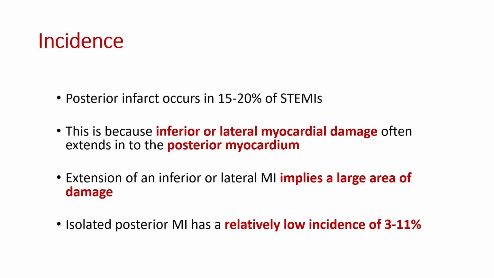This is because damage to the inferior or the lateral wall often extends into the posterior area of myocardium. Now, if an inferior or a high lateral MI extends into the posterior side of the heart, this implies a very large area of damage. It's not a small area that's been damaged. This has involved the right coronary and its extensions. Now, isolated posterior MI, as in only the posterior wall has been infarcted, has a relatively low incidence. Some studies, you get different figures, between 3 and 11% that have just infarcted this posterior descending artery.